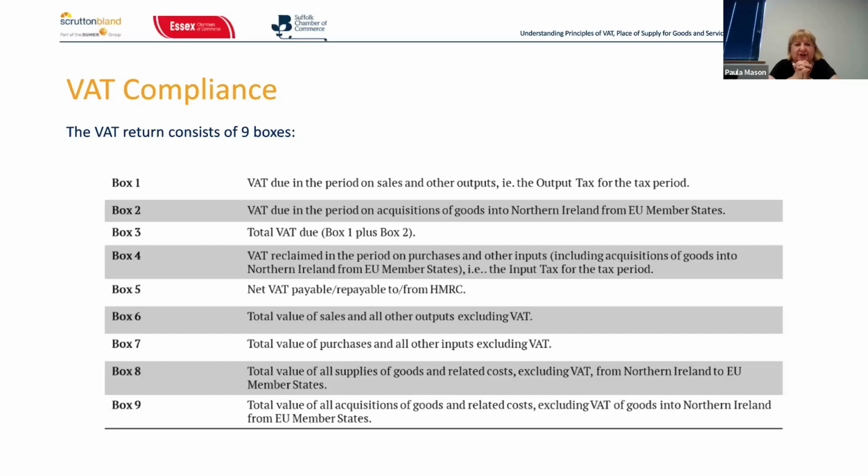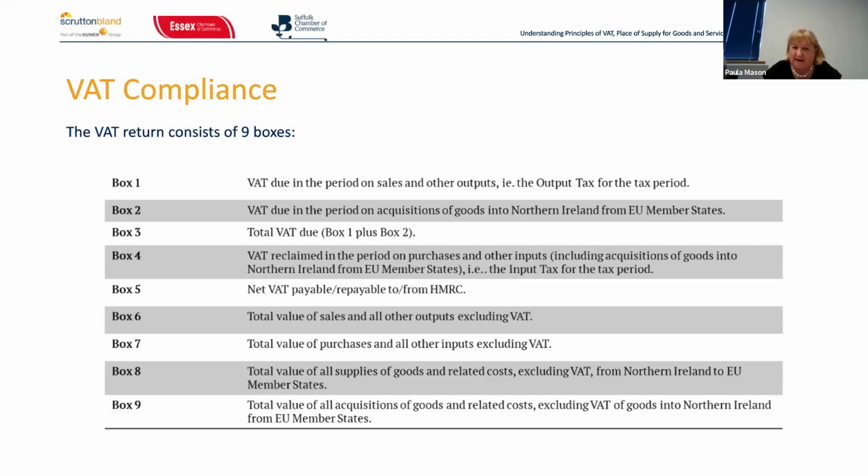So coming to the VAT return, this consists of 9 boxes. Let's go through quickly what these are. In box 1 of your VAT return, this is the VAT due in the period on sales and other outputs, i.e. it's the output tax for the tax period, whether it's a quarter or a month or a year. Box 2 is VAT due in the period on acquisition of goods into Northern Ireland from the EU member states.